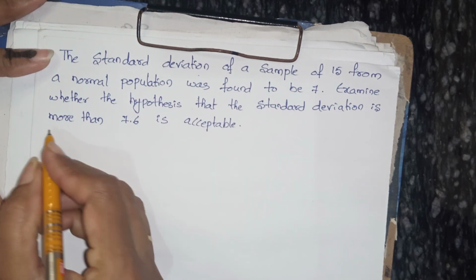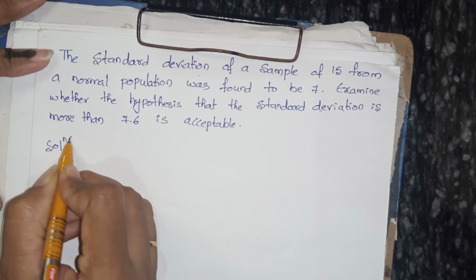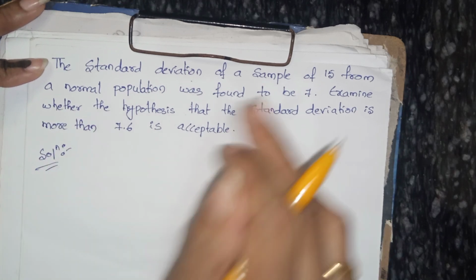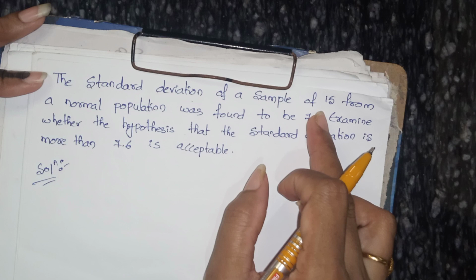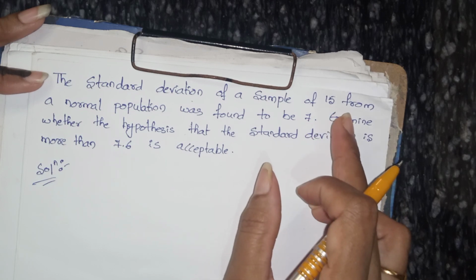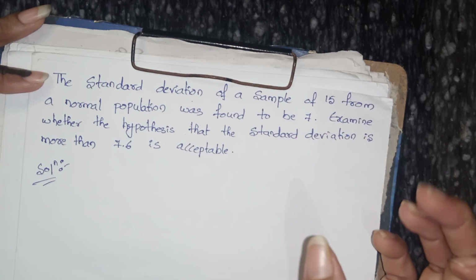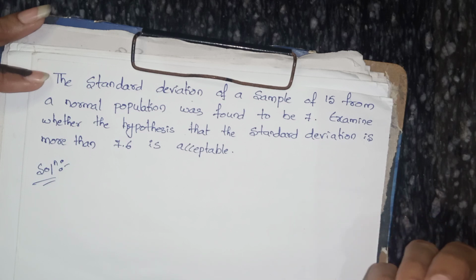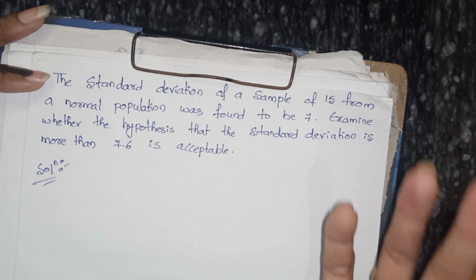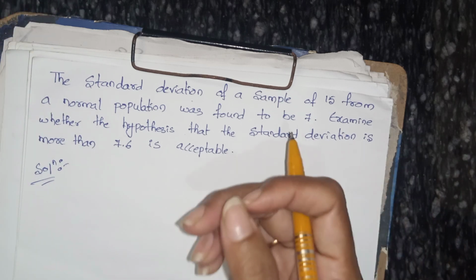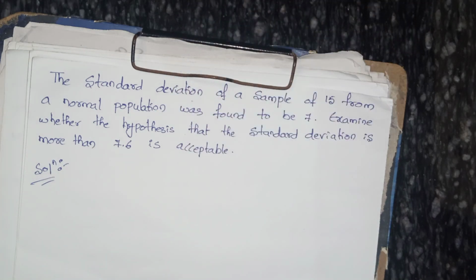Okay? So what they have given is the standard deviation of 15 observations, that is 7, and they are asking us to examine whether the standard deviation is more than 7.6, whether it is acceptable or not. So for that, first we will write the given values.